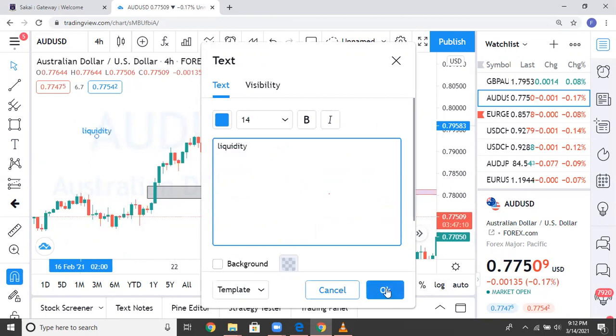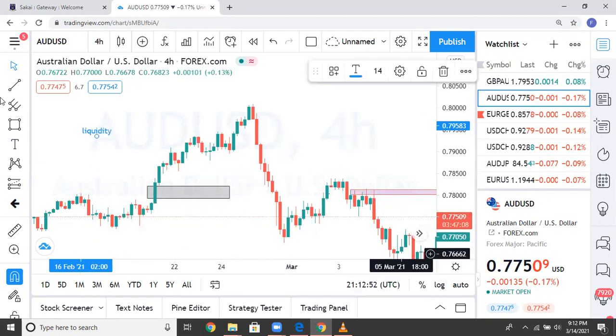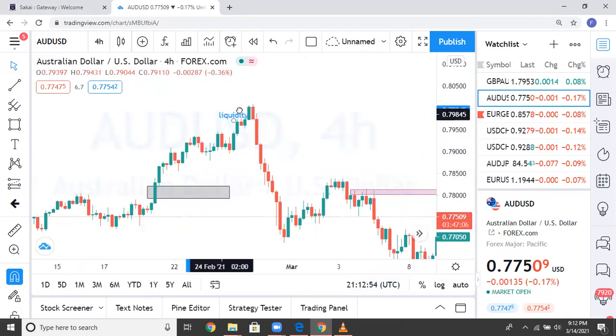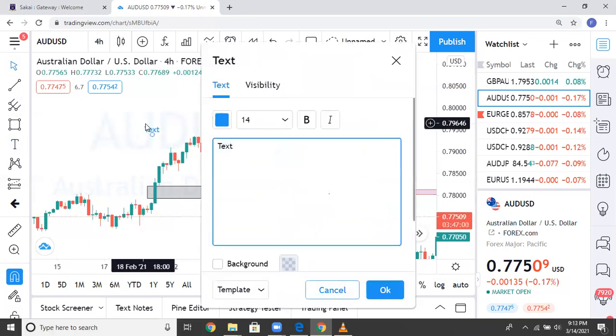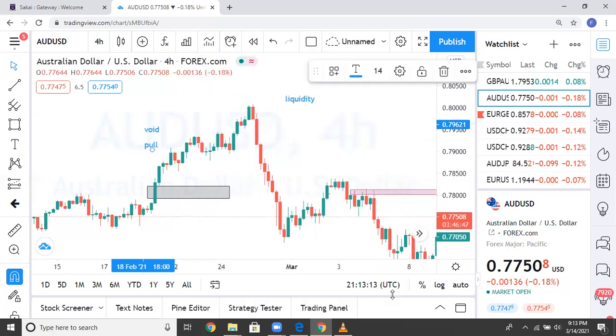So, liquidity. Before we continue, we have two types of liquidity: liquidity void and liquidity pool. They are all different.